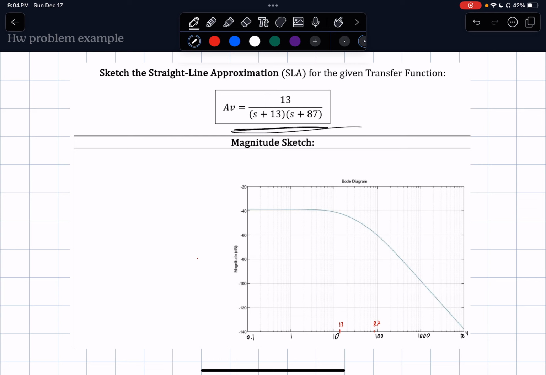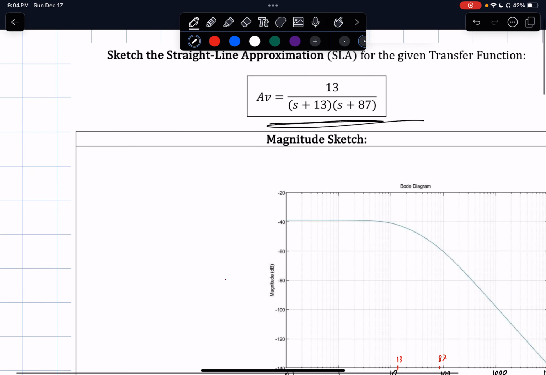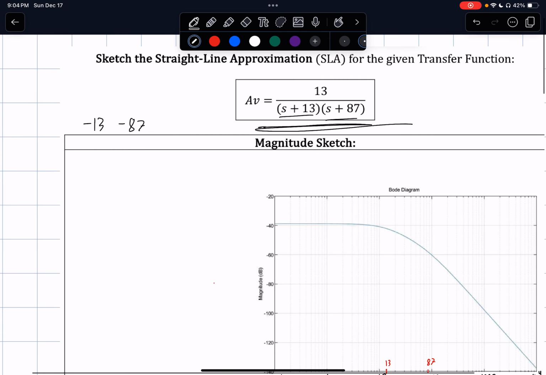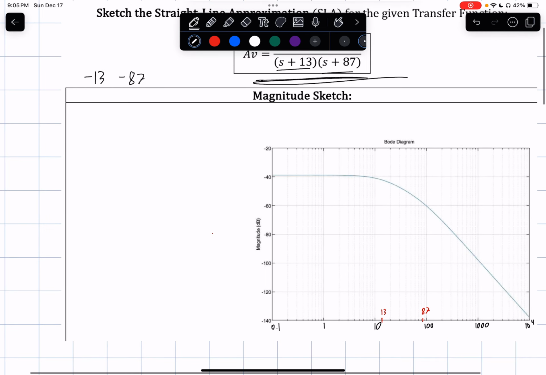So the first thing we want to do when we have a problem like this is find the zeros. In this case, they're not too complicated to find. They're going to be -13 and -87 for both parts of the denominator. For this specific purpose, we're going to be using the absolute value of those, and then we're going to look for s values around there.